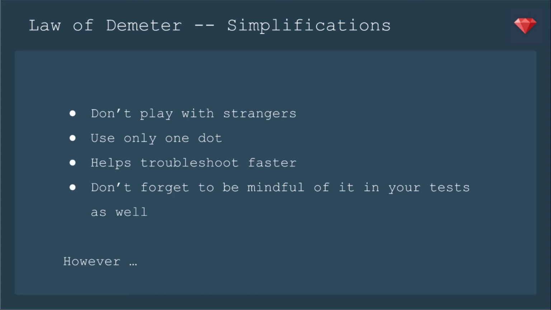Okay, so some simplifications here. You may have heard this: you don't want to play with strangers, as in your objects don't want to play with strangers, they want to play with friends, things that are closely related. Use only one dot. So if you're getting to 2 dots, then that's too many. It does help troubleshoot faster, and that's part of that maintainability. If something is nil in some way, then you can find what is nil a lot faster.